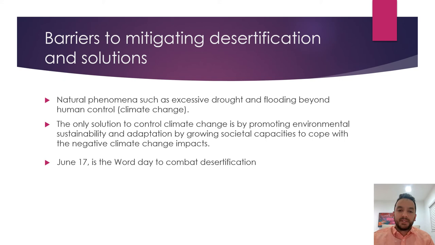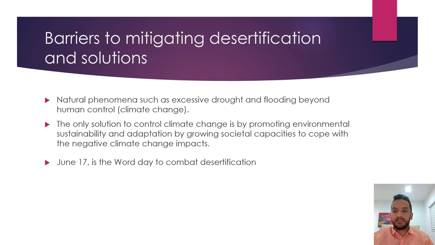Now, barriers to mitigation of desertification and solution. Natural phenomena such as excessive drought and flooding beyond human control, and climate change, hinder desertification management practices. Mitigation of desertification experiences various challenges due to human activity and other natural phenomena. As many countries strive to apply multiple strategies to reduce its negative impact, global warming resulting from the increased introduction of greenhouse gases into the atmosphere has led to climate change as a major cause of desertification. These extreme climatic conditions hinder vegetation growth and reduce arable land value.